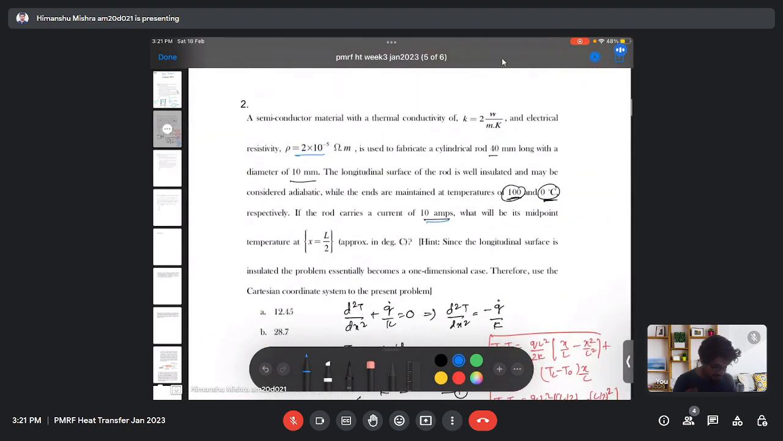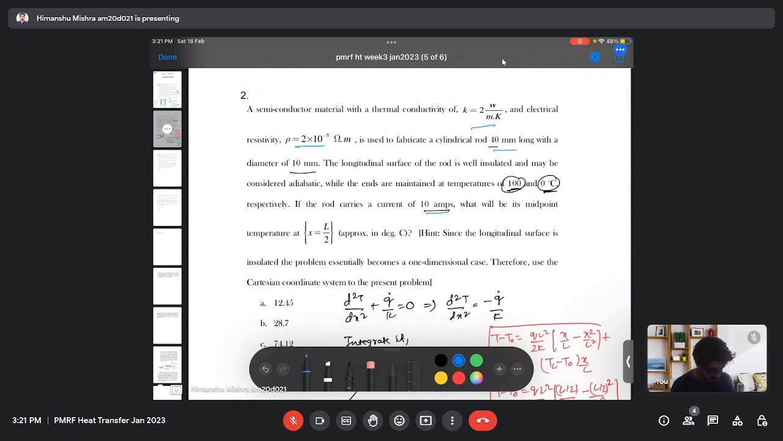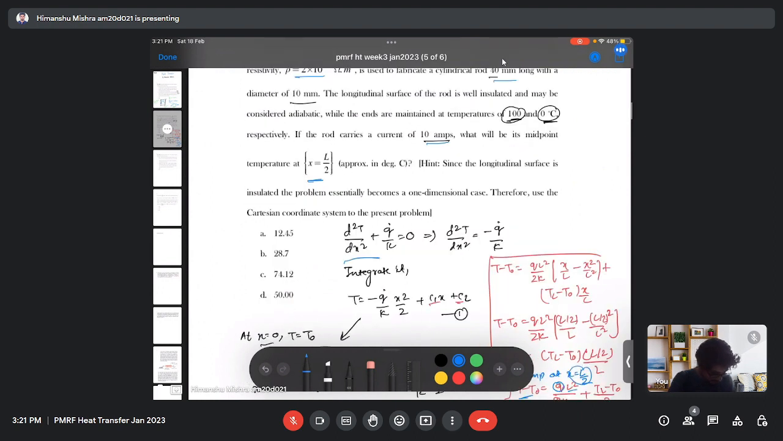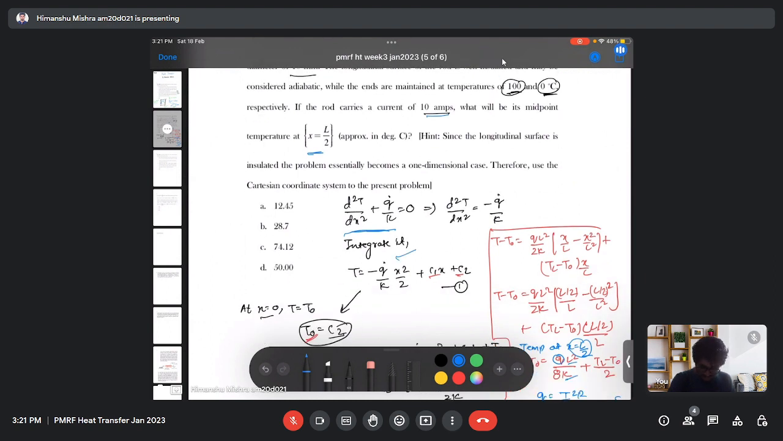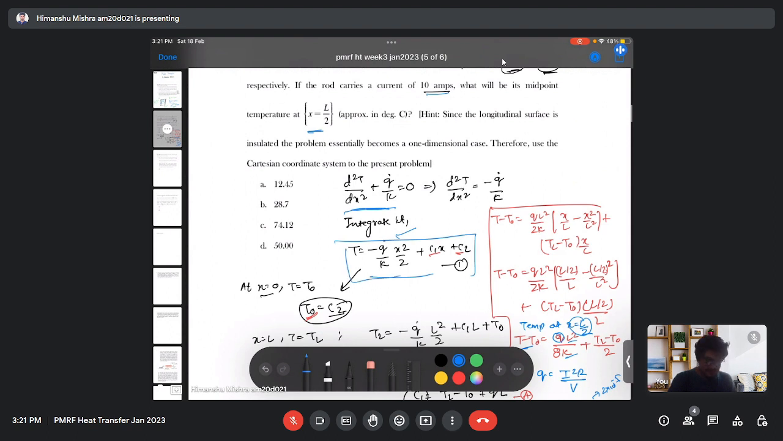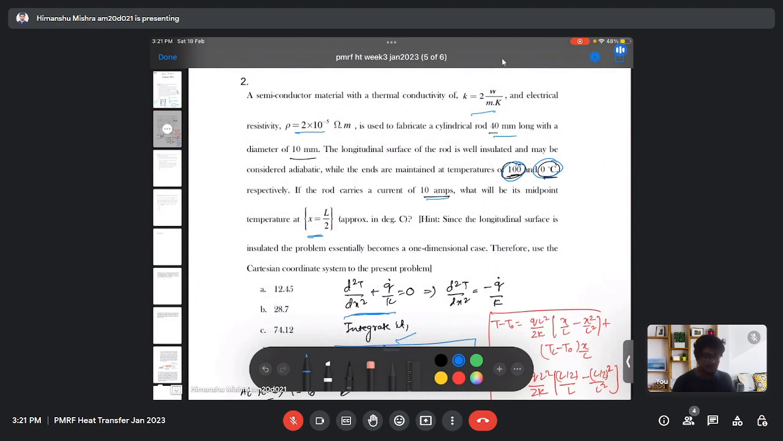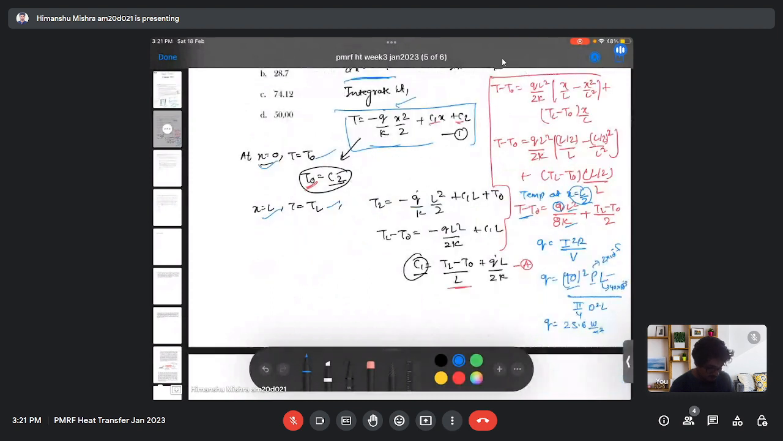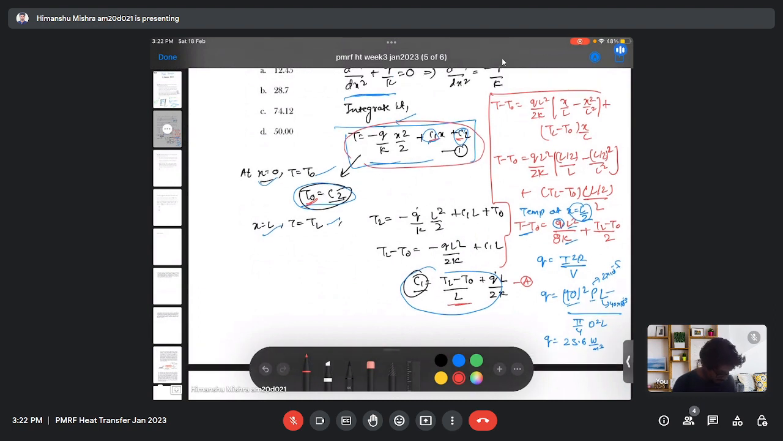So in this question we have been given the conductivity, resistivity, the geometric features of the cylinder, and the surface temperature at both ends, and we need to determine the temperature at the middle of the cylinder at x equals L by 2. We solve the governing equation first, we integrate it, and after integrating we get the solution in terms of constants. Since we have been given the two temperatures at the two ends of the cylinder, we apply the constant temperature boundary condition at x equal to 0 and x equals L, and then we determine the constants C1 and C2. Once we get C1 and C2, we put them back into equation 1, and we get the temperature profile after substituting the expressions of C1 and C2.